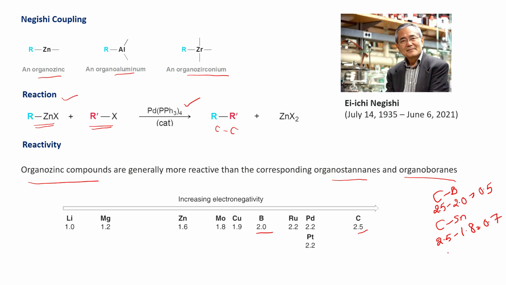But when we talk about carbon-zinc organometallic compounds, carbon is 2.5 and zinc is 1.6. So the organozinc compound has an electronegativity difference of 0.9. So an electronegativity difference of 0.9 is higher compared to 0.7 and 0.5. This is the reason your organozinc compounds are more reactive.